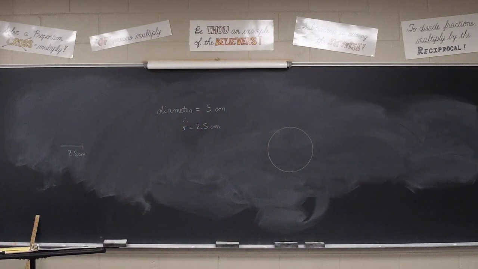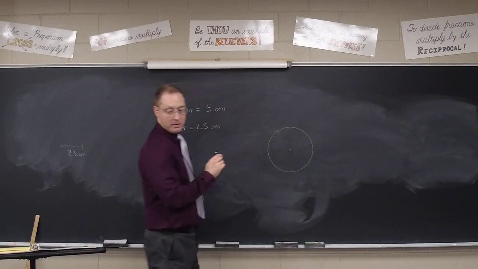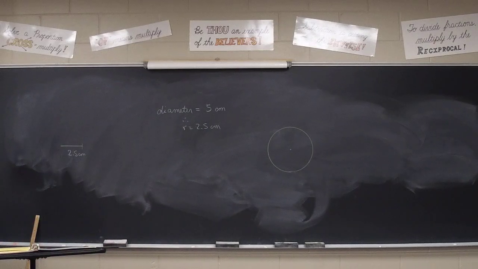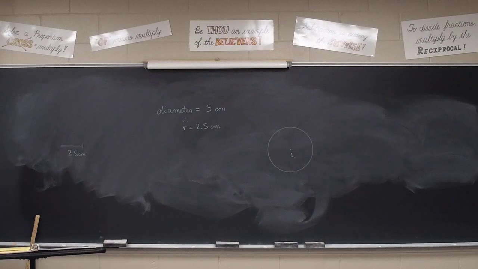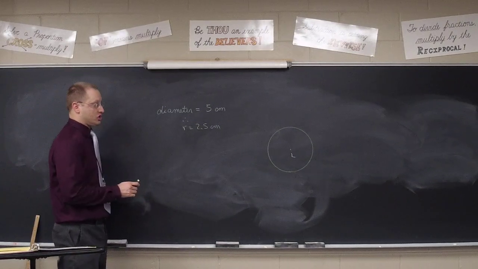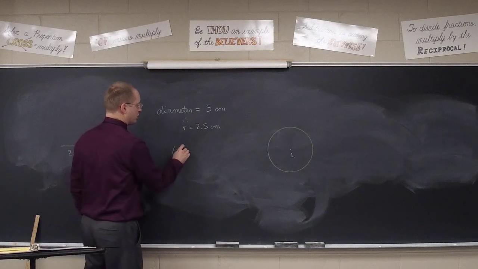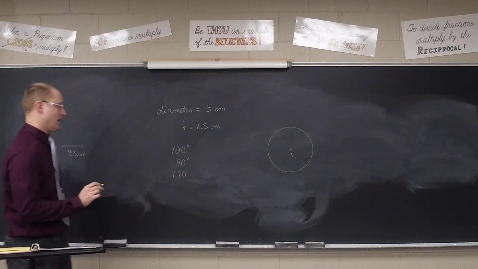Once you've drawn the circle, take your pencil and make a little dot right where the indent is on your paper. We'll name this circle L for Luciana. We're now going to do problem 21 in your textbook. Problem 21 wants you to draw 3 central angles on your circle L. The first angle they want is a 100 degree angle. Then they want a 90 degree angle. And finally a 170 degree angle.